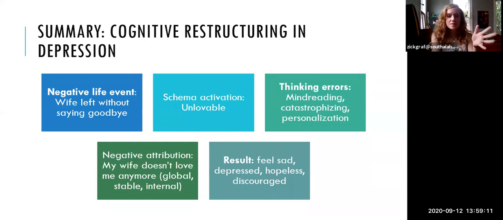But what Aaron Beck was talking about was cognitive restructuring. So what CBT therapists do with patients is help them start to challenge the logic behind their negative thinking and to try to replace some of their thinking errors and their negative attributions with more balanced thoughts that don't lead to the same results, that don't lead to as much sadness, depression, and hopelessness.